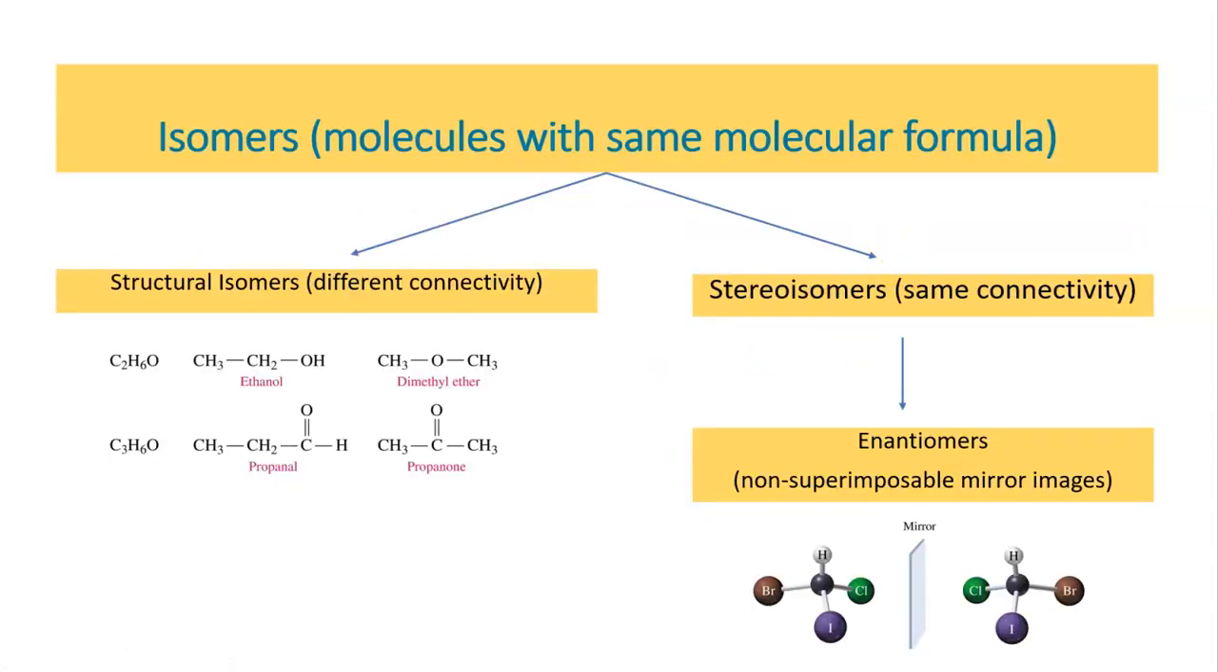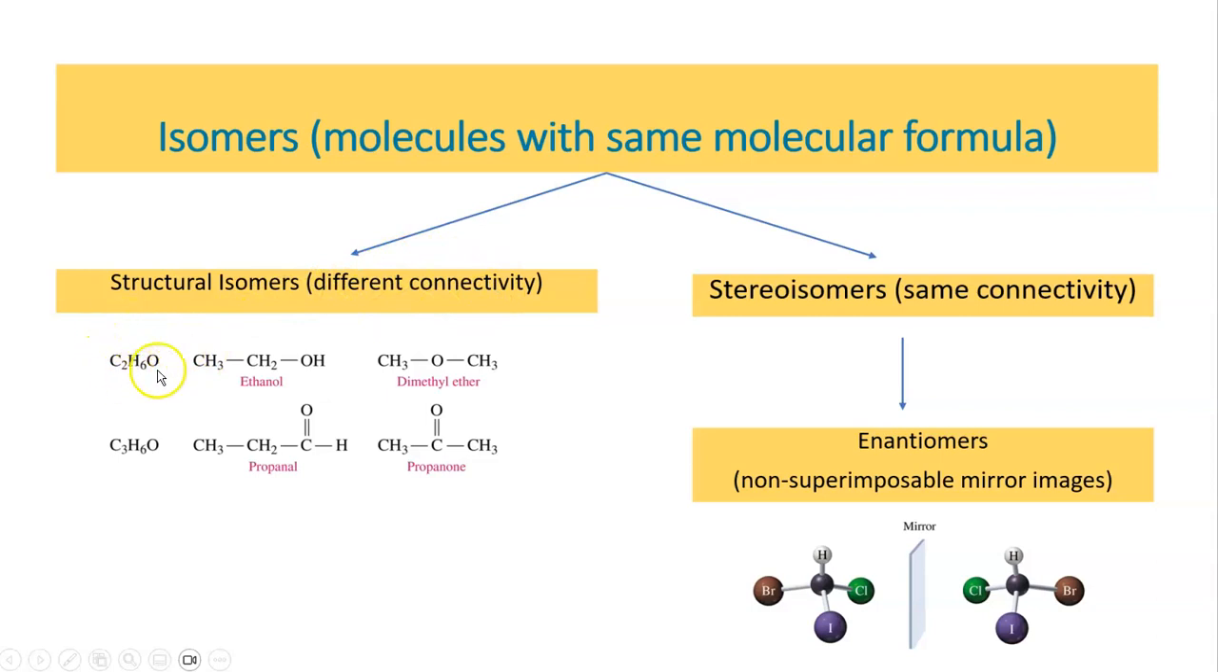Before going in depth, we will see what these chiral molecules are and where they apply. Now, we have learned about isomers. These isomers are molecules which have the same molecular formula. We can divide these isomers into two classes. The first one is the structural isomers. And structural isomers are the compounds that have the same molecular formula but different connectivities.